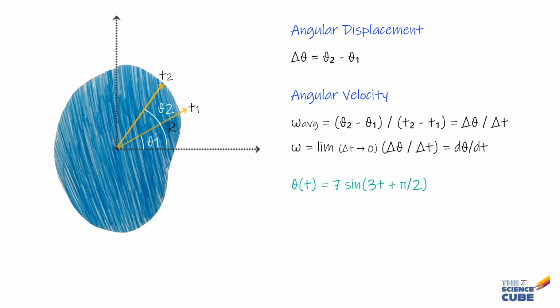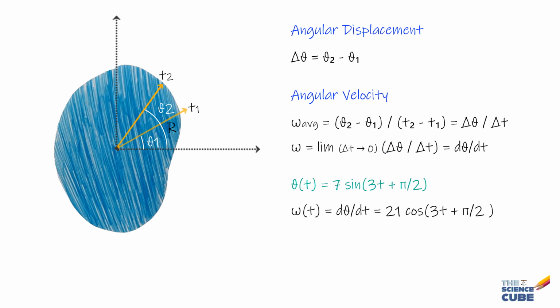So if the angular position is, let us say, given by the expression theta t is equal to 7 sine 3t plus pi by 2, then if we differentiate it, we get the expression for angular velocity, that here would be omega t is equal to 7 cos 3t plus pi by 2. So if you're asked what is angular velocity at t equal to 2 seconds, all you need to do is substitute 2 seconds for t in this expression. That'll give you the angular velocity of the body. Also, if you put t equal to 2 seconds here, you get the angular position.